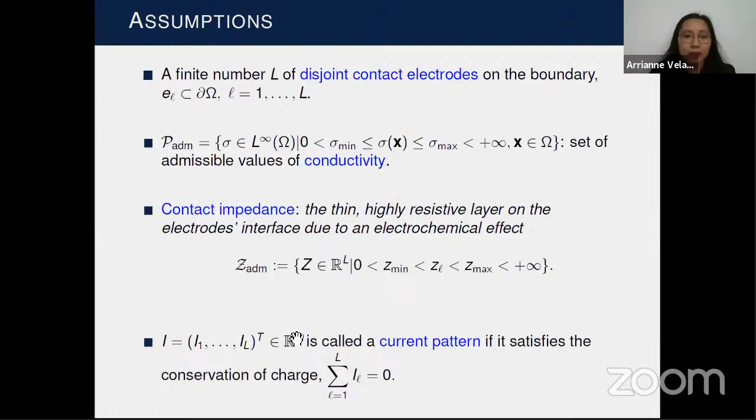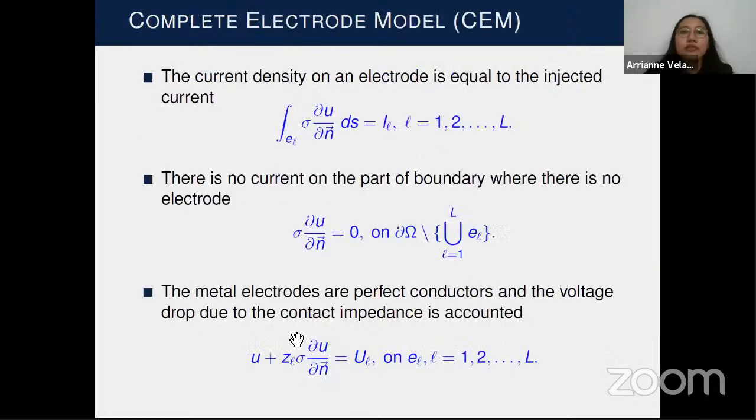So with these assumptions, we now introduce the complete electrode model for the boundary conditions of our PDE. We have these three assumptions, and we note that the complete electrode model is the commonly used and most accurate model for EIT. The first assumption is that the current density on an electrode is equal to the injected current I_l, and that there is no current on the part of the boundary where there is no electrode. So we have zero current on this part of the boundary.